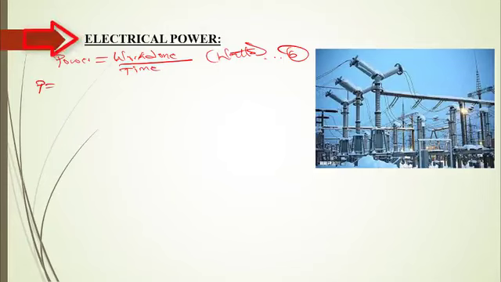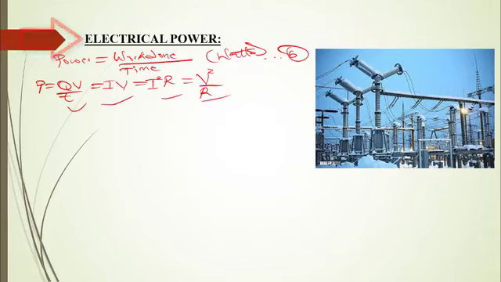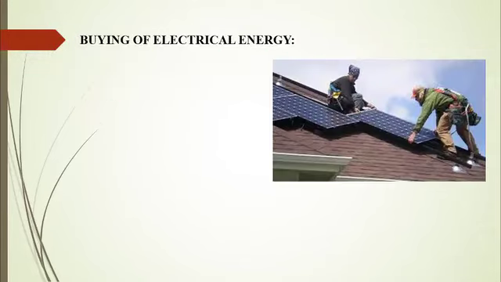There are a couple of other equations we can use to find power, such as QV over T, that is charge times voltage over time, and then we have IV, which means current times voltage will also give us electrical power. And then the square of the current multiplied by the resistance will also give us the electrical power. The square of the potential difference or voltage divided by the resistance will also give us the electrical power. So any of these four equations can be used to find electrical power at any point in time.